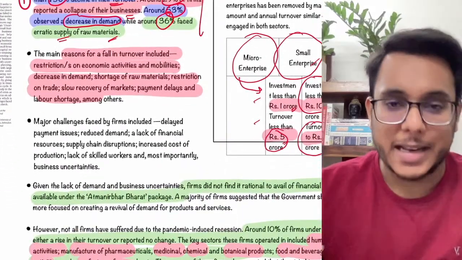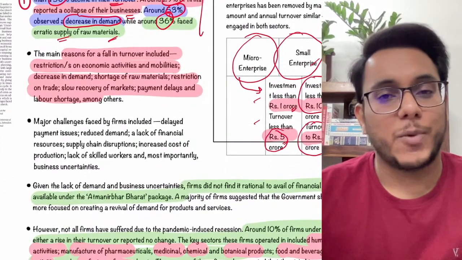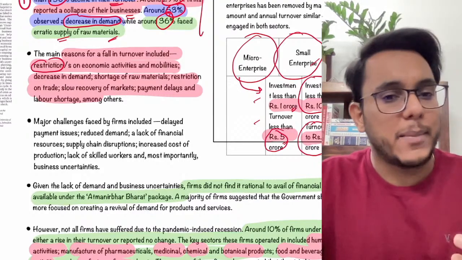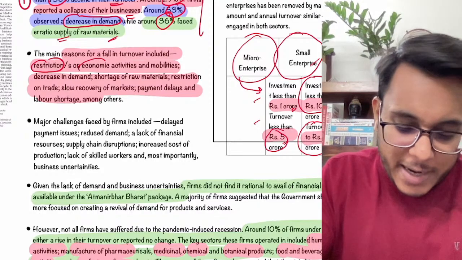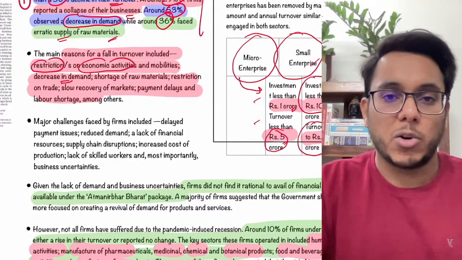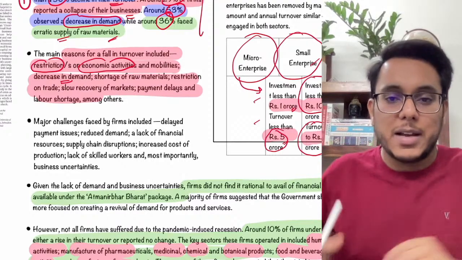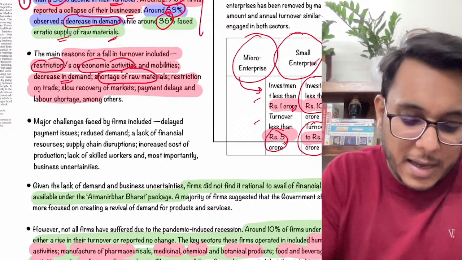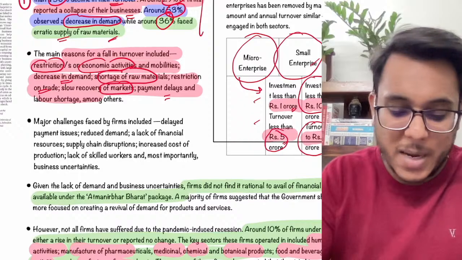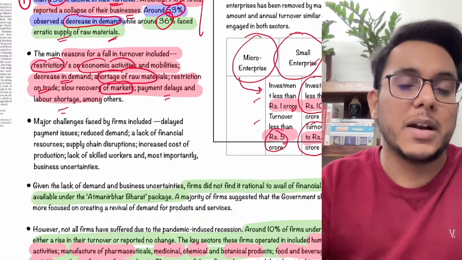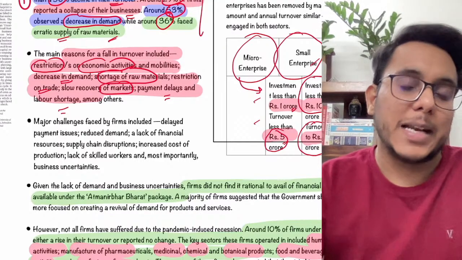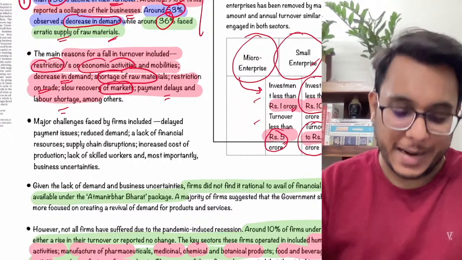Now, first of all, why the decline of MSMEs? There are a large number of reasons why the MSMEs got impacted. Particularly, the restrictions and the lockdowns were there, and because of that, mobility got restricted. Economic activities on the whole got restricted. There was a decrease in demand because people were not going out, they were not buying a lot of products. Then there was a shortage of raw material, restrictions on trade, recovery was very much delayed, and payment delays were there. Labor shortages were there because of reverse migration, as laborers went back to their home states. So because of all these reasons, the MSME sector's demand and output got declined.